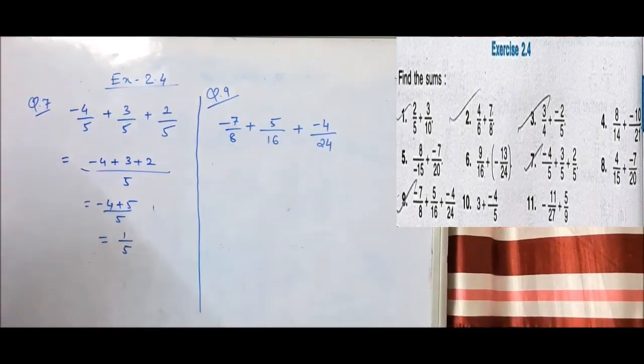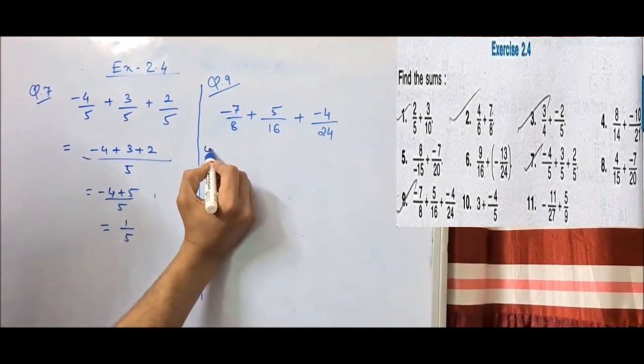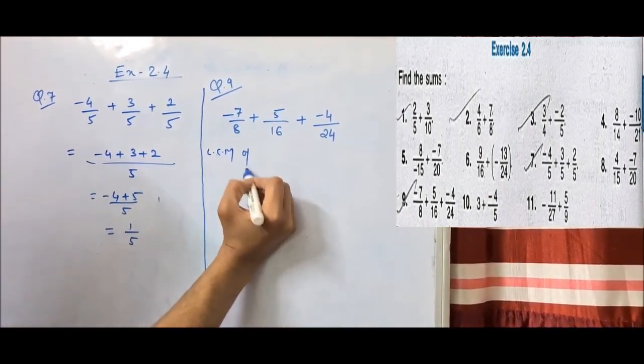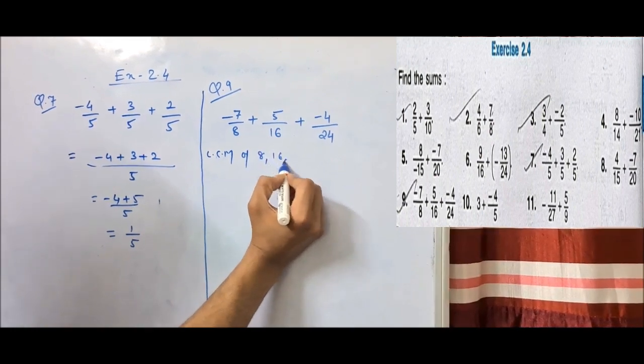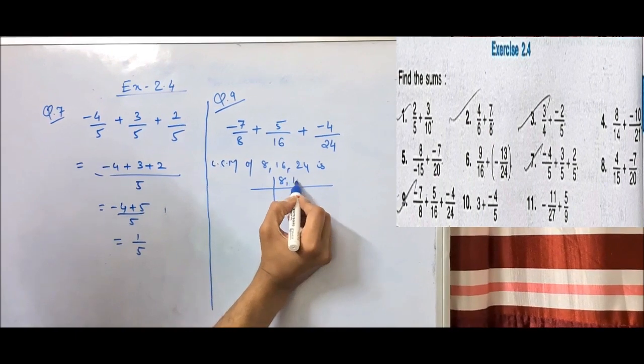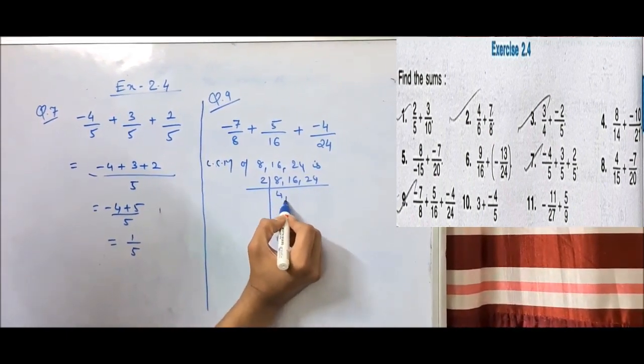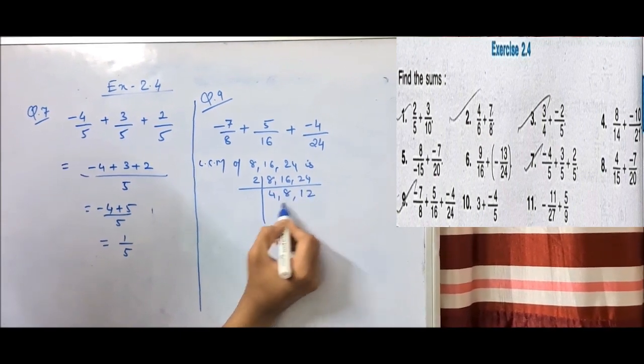But here you can see that it is not an easy task because all the denominators are different. You can make them the same by taking their LCM. So let us go ahead. LCM of 8, 16 and 24. What is it going to be? Let us go and find it out. Let us start with the lowest common factor. 2 4s are 8, 2 8s are 16, 2 12s are 24.